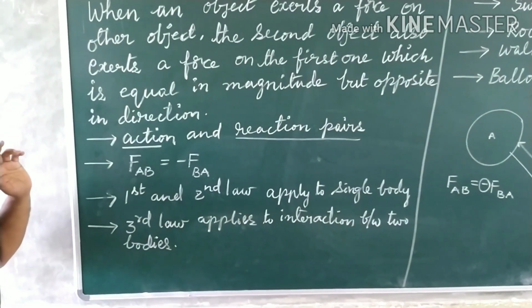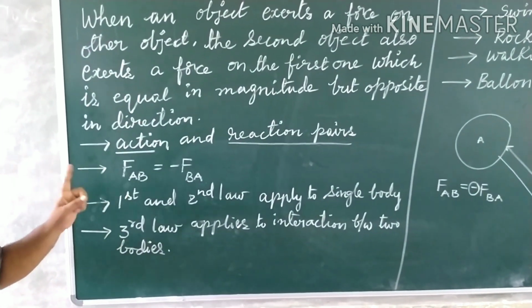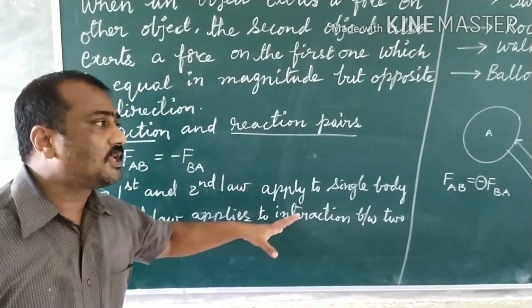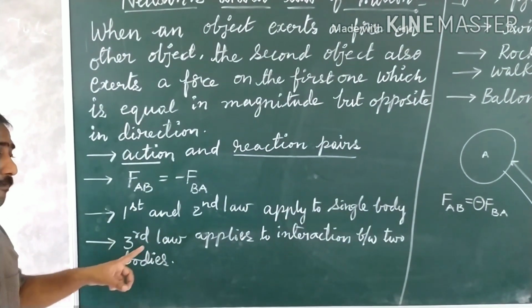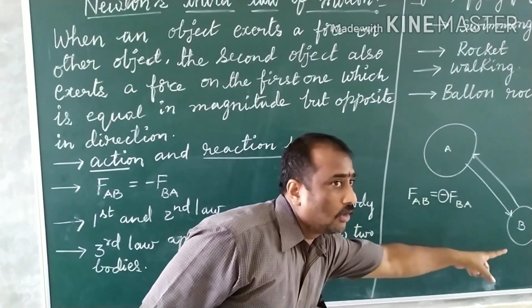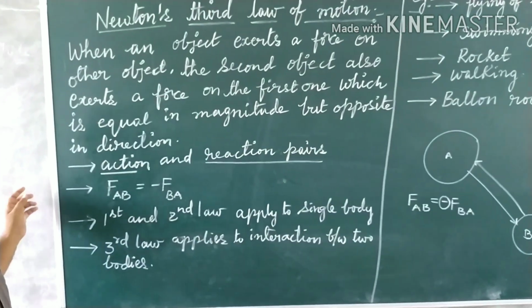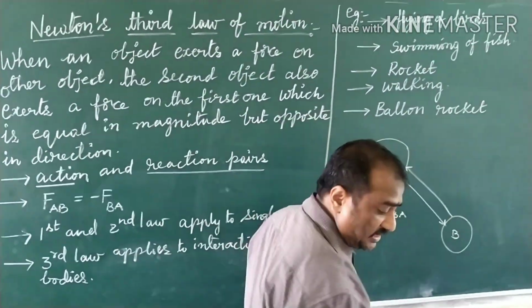Children, when we discussed the first law and second law, those laws applied only to a single body. But the third law applies to the interaction between two bodies. Here, we are going to discuss some examples for Newton's third law.